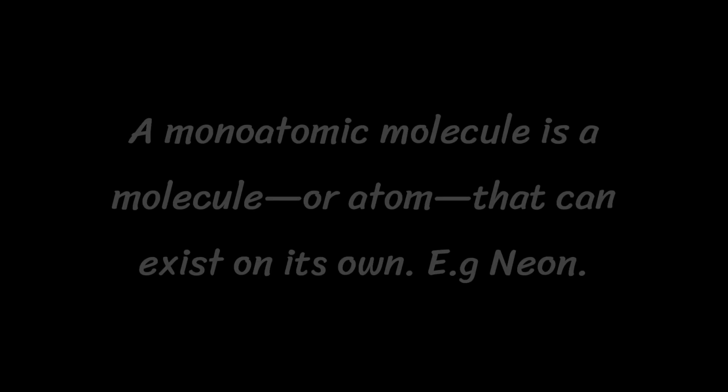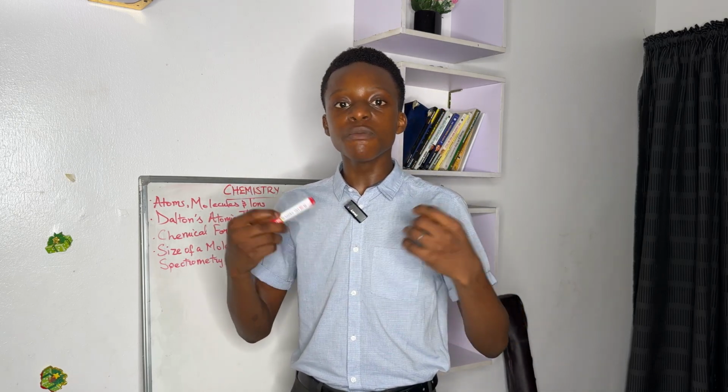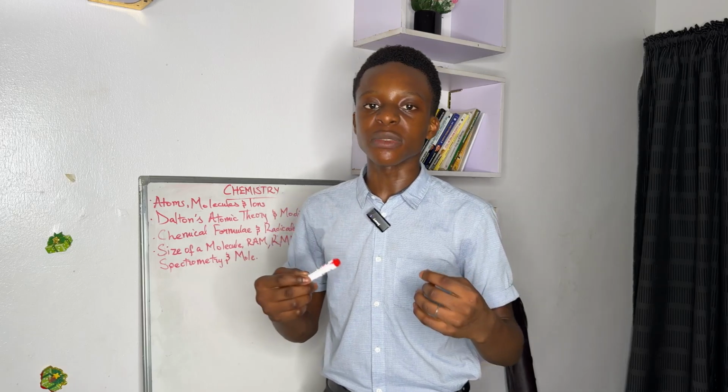So a molecule can either be monoatomic, diatomic, or polyatomic. A monoatomic molecule is an atom that exists by itself. It doesn't bond with any atoms. And a good example are the noble gases. Examples like helium, neon, krypton, xenon, and argon are some examples of monoatomic molecules because they can exist as themselves. They are not molecules, they are atoms, but they are monoatomic atoms, which means they can exist independently by themselves.